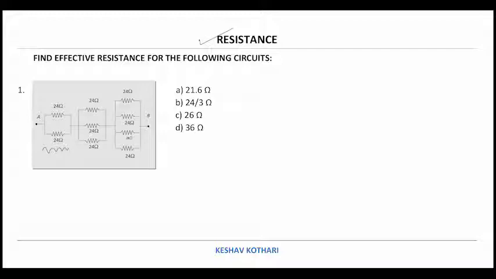Over here these three are in parallel, and over here these four are in parallel, and the results of these three groups are in series with each other. If we solve this, I call this one RP1, this one RP2, and this one RP3. So 1 by RP1 is equal to 1 by 24 plus 1 by 24, which is equal to 2 by 24, and RP1 is equal to 12 ohm.